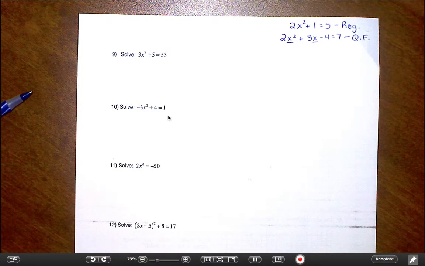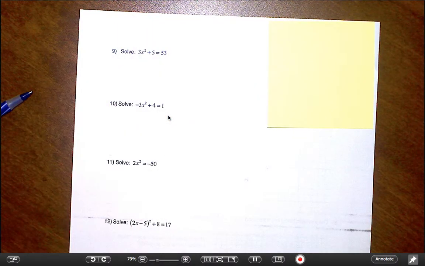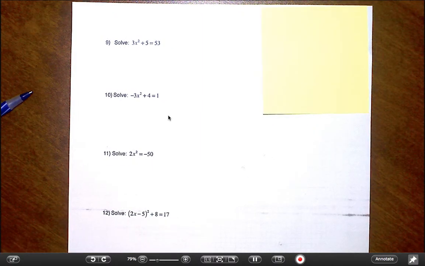Hi everyone, this is the third page in the Chapter 6 test review for the Algebra 1B exam. It's the third page in the Chapter 6 exam review for Algebra 1B, is what I meant to say. And this page, if you look down the page, is all about solving different types of quadratics.